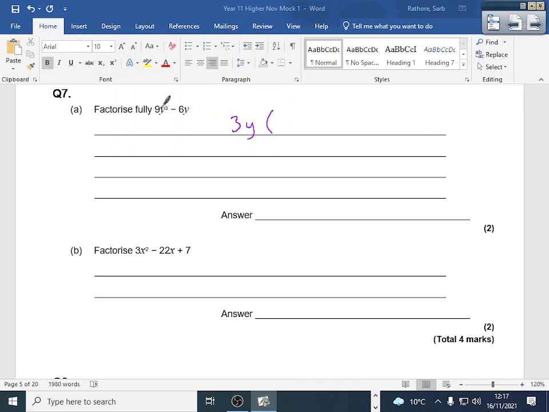Well, 3 times what will give me 9? Well, 3 times 3. What else is missing? Well, I've got a y there, and I want that to be y cubed, so I'm missing a y squared.